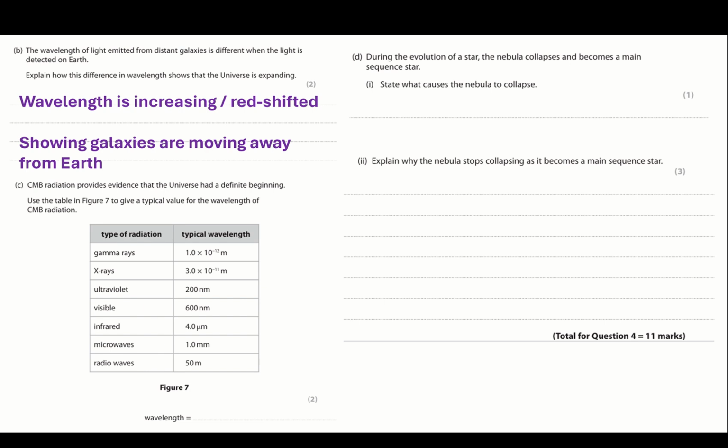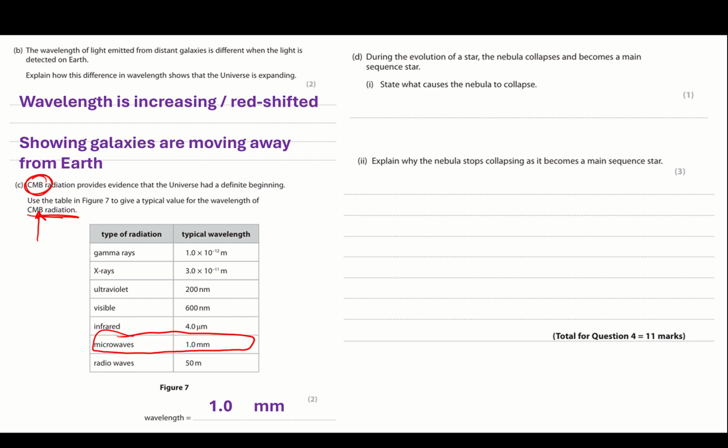Next one, CMB radiation, the cosmic microwave background radiation, provides evidence of the Big Bang, that we had a beginning. Use the table to find the wavelength of CMB. So really it's checking, did you know that the M is microwaves? There we go. So that's going to be 1 millimeter.